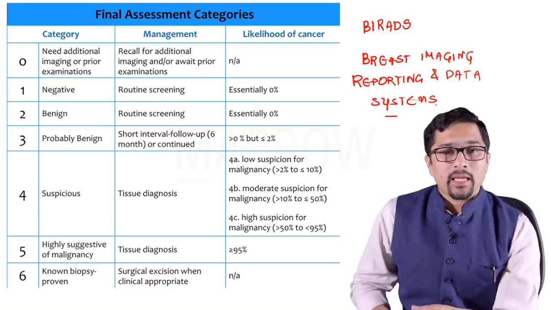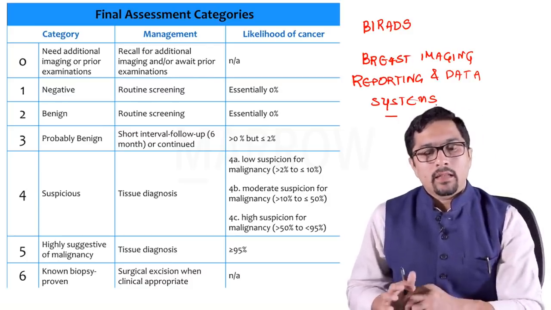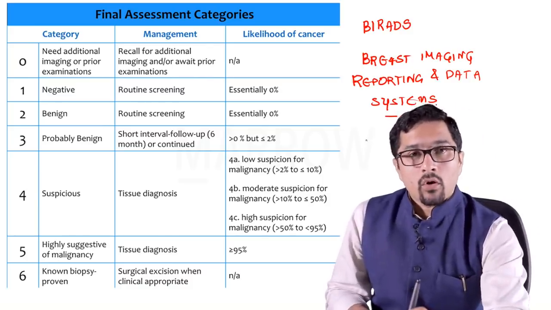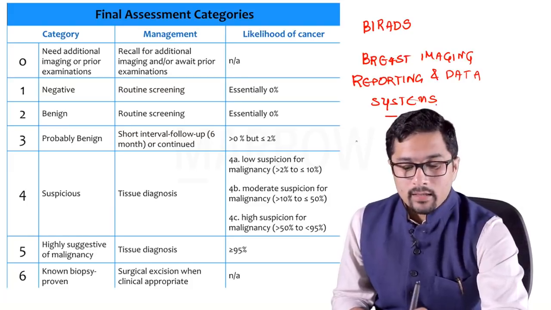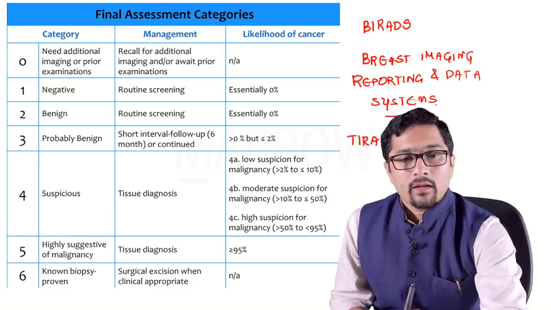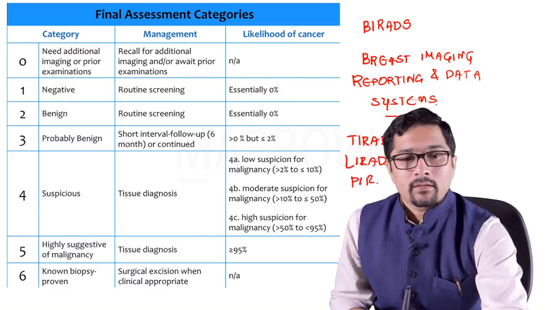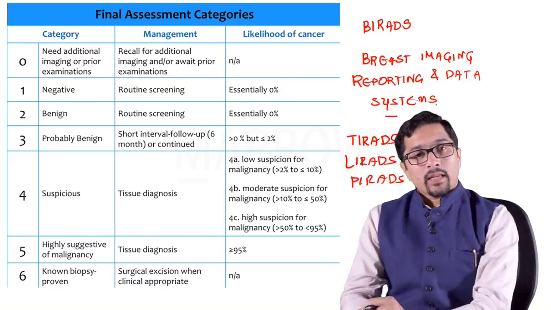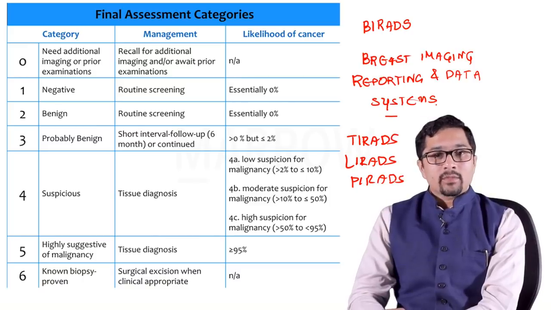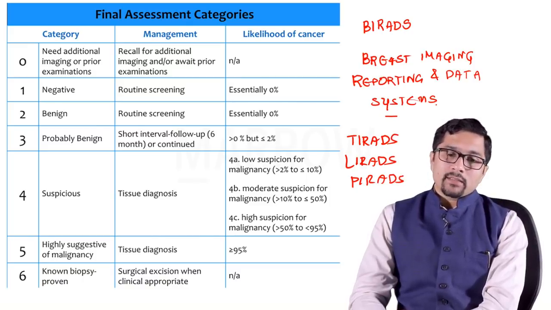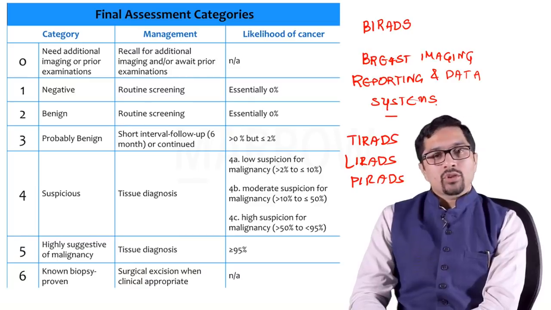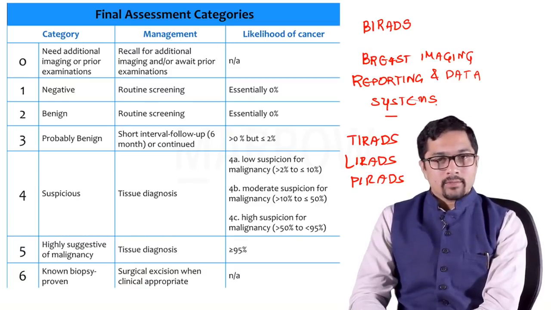And BI-RADS became so popular that now even for other organs you have this score like TI-RADS, LI-RADS, and PI-RADS. So you have thyroid imaging, reporting and data systems, liver imaging, reporting and data systems, and prostate imaging, reporting and data systems.